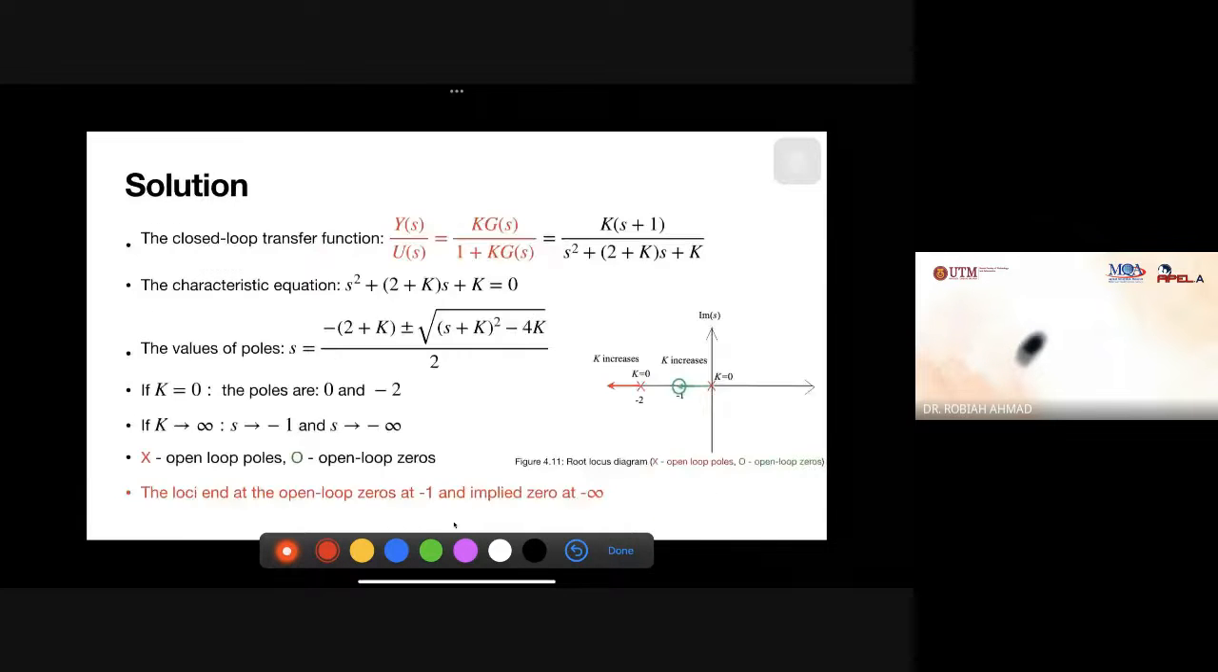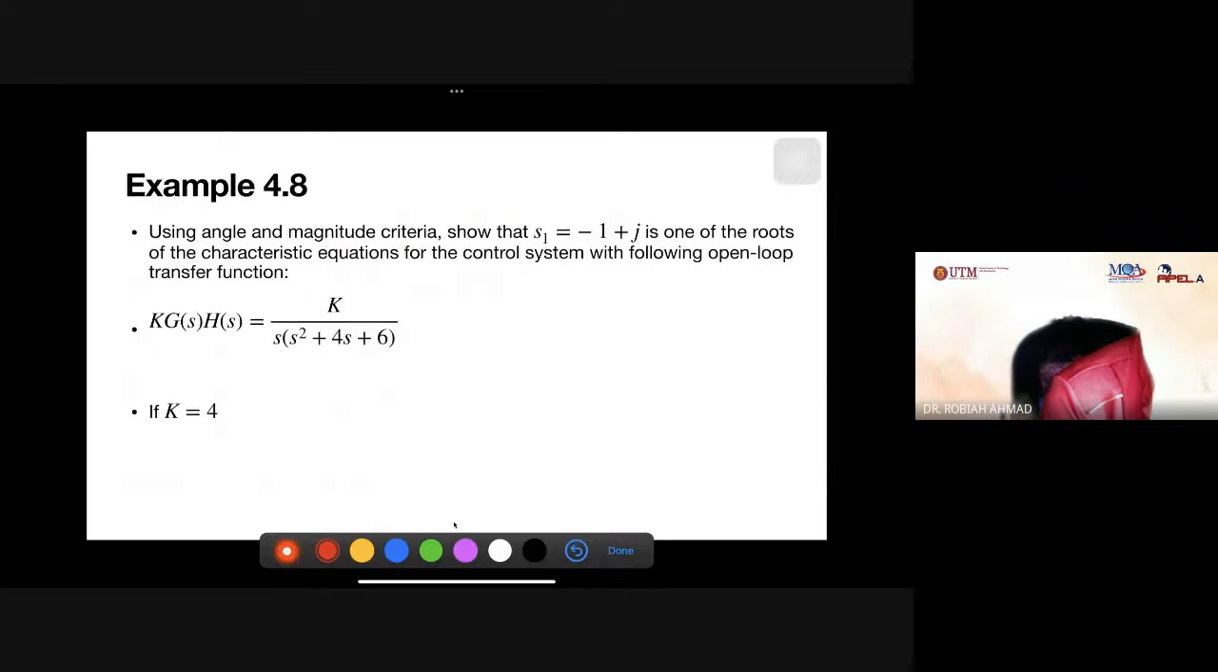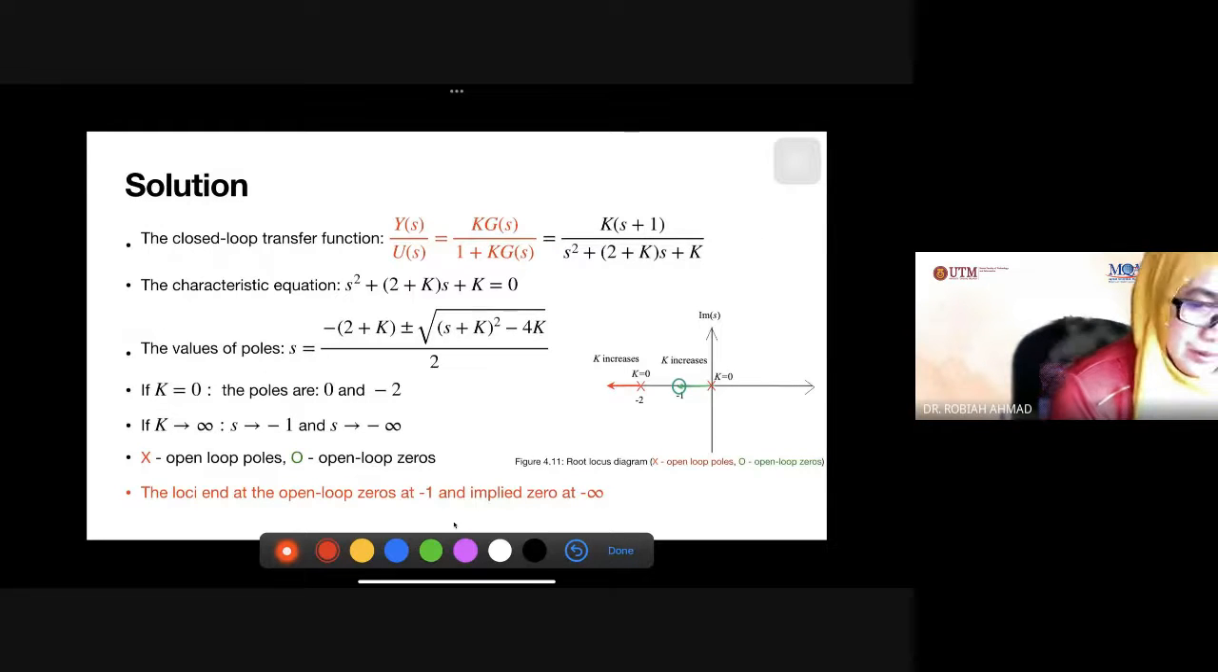So, sekejap. Sensitif sikit lah saya punya ni. Kenapa dia tak mau kat ni?